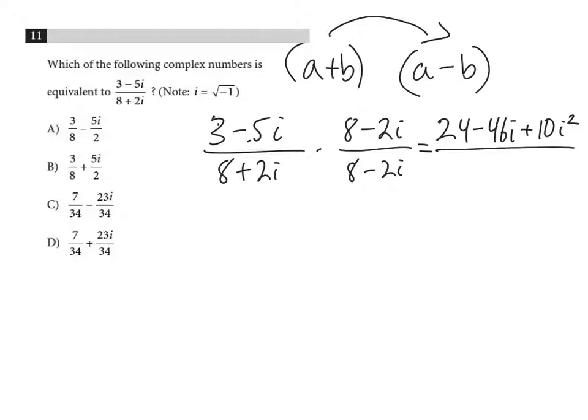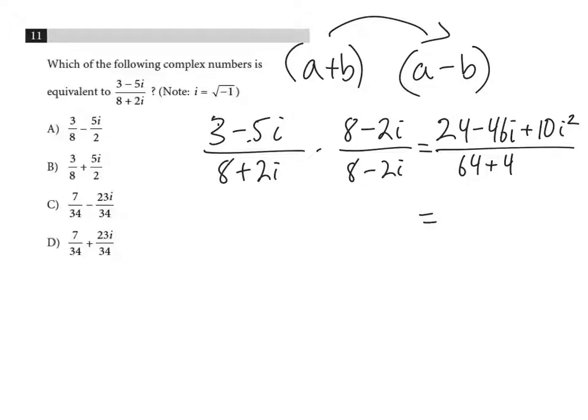And on the bottom, we're going to get square of the first, which is 64, minus square of the second. Now, square of the second is going to be 4 and I squared. Well, I squared is negative 1, so it's going to be plus 4. Okay? All right, so we can simplify this a little bit.